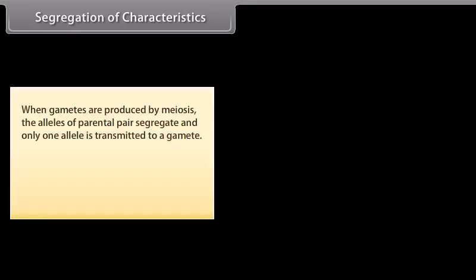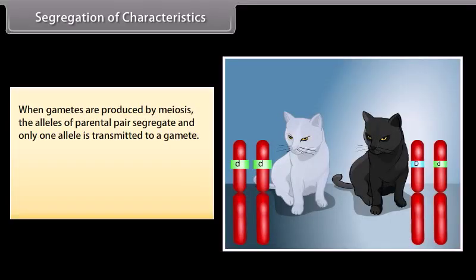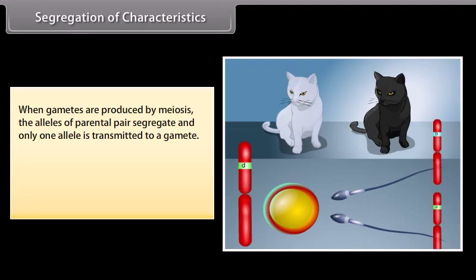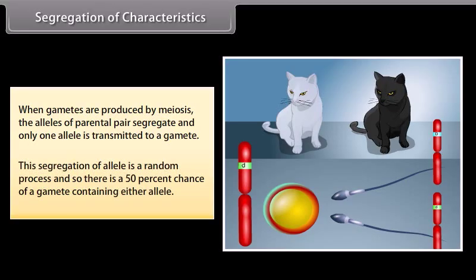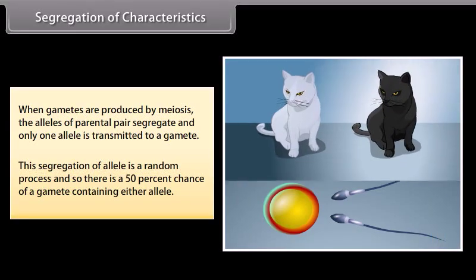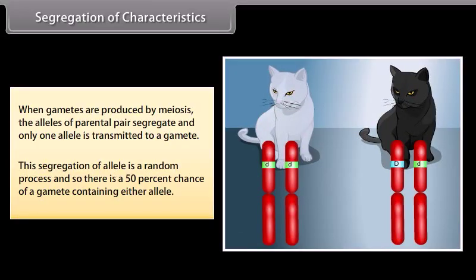Segregation of characteristics. When gametes are produced by meiosis, the alleles of parental pair segregate and only one allele is transmitted to a gamete. This segregation of allele is a random process, and so there is a 50% chance of a gamete containing either allele.